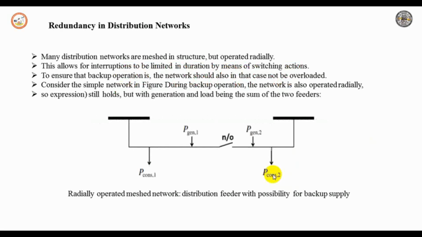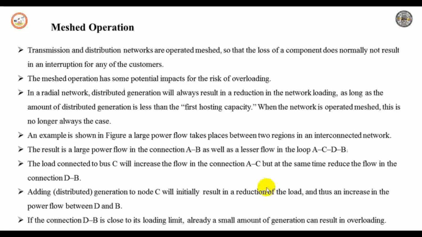So this is about the redundancy in distribution network. Moving on to meshed operation. Here the transmission and distribution networks are operated as a mesh so that the loss of components does not result in interruption for many customers. Meshed operation has some potential impact on the risk of overloading.